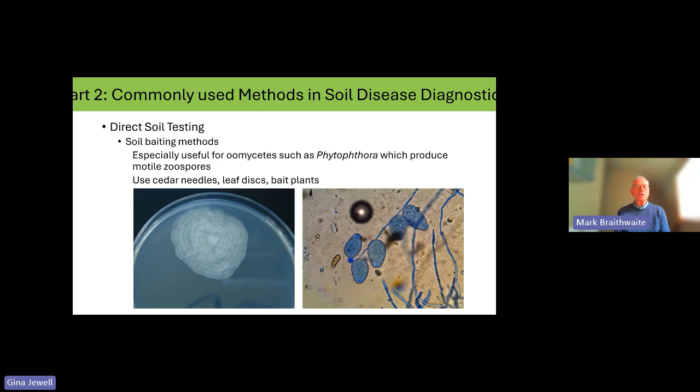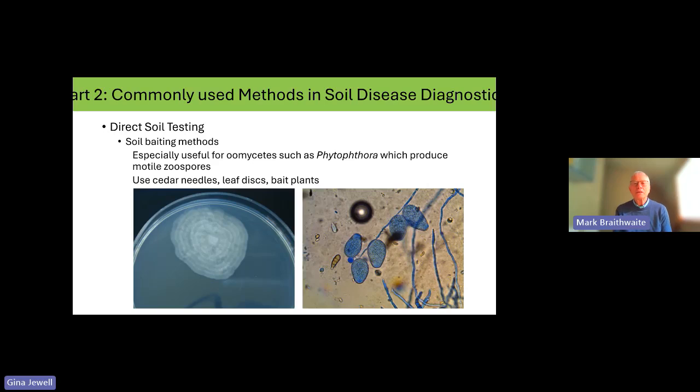And it's really good for organisms like oomycetes, Phytophthora, Pythium, Phytopythium, because they produce a zoospore, which you've probably heard about, that swims in water and infects plant roots. And to do this, we bait with things like cedar needles. We can cut leaf discs out, like rhododendron leaves. Or we can use whole plants like strawberry seedlings, just to use as a bait to attract these zoospores. So there's an example of a Phytophthora growing on agar and the type of sporangia that it produces.